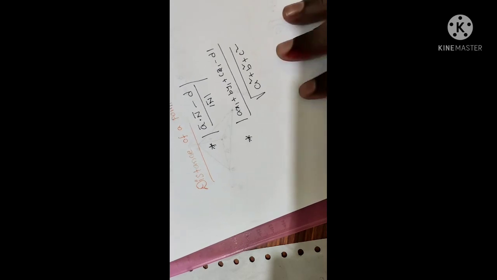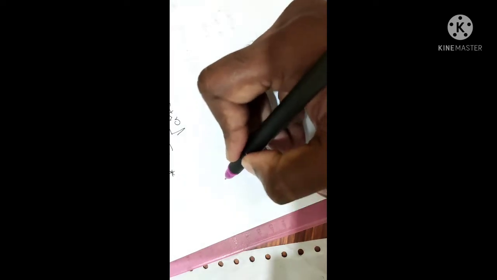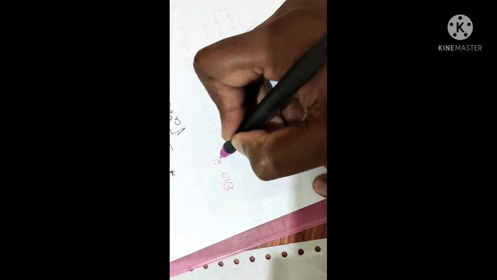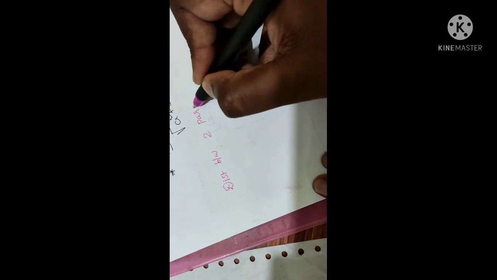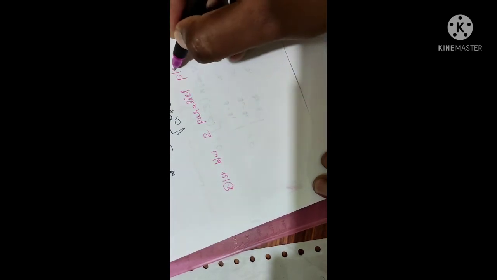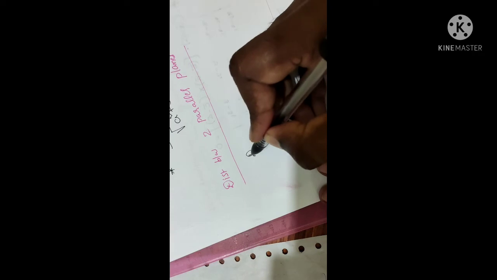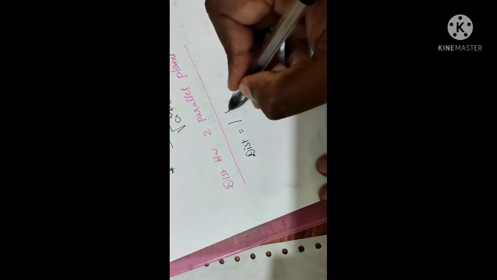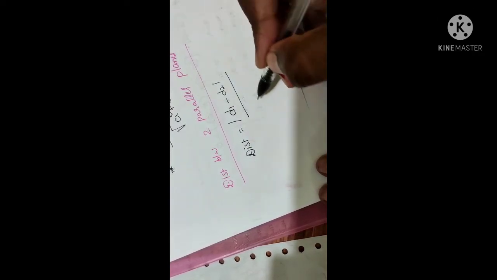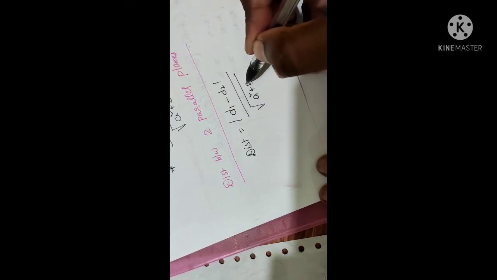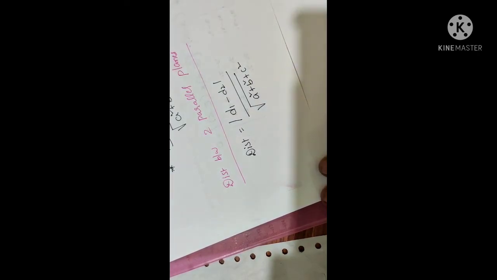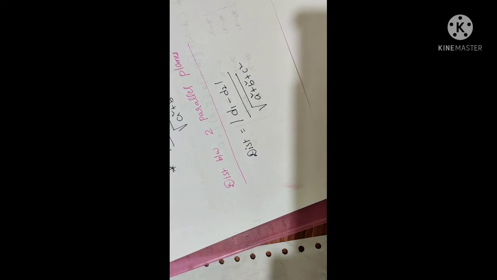The last concept in this is distance between two parallel planes. What is the formula for distance between two parallel planes? Distance is modulus of d1 minus d2 by under root of a square plus b square plus c square. This is the formula for distance between two parallel planes.